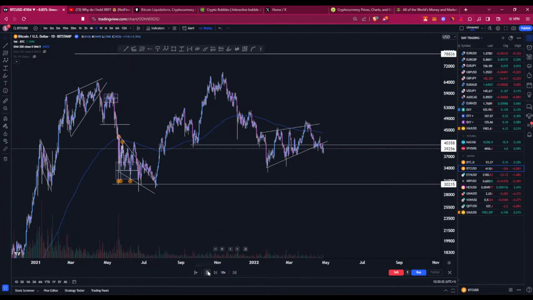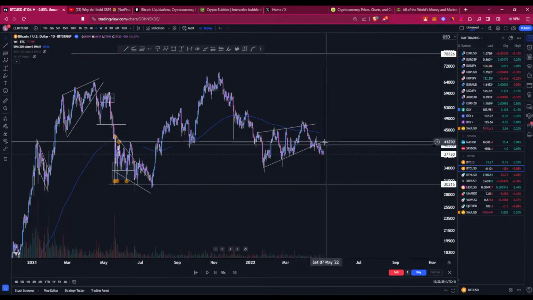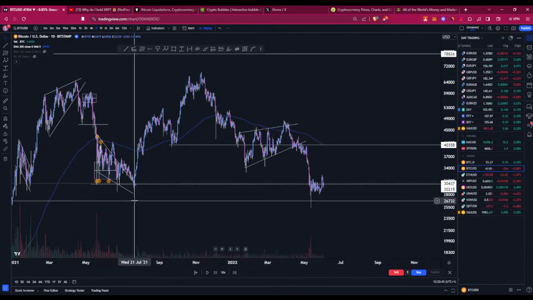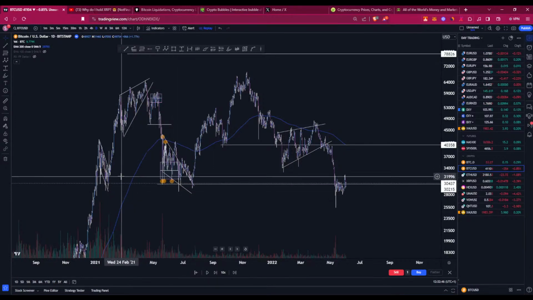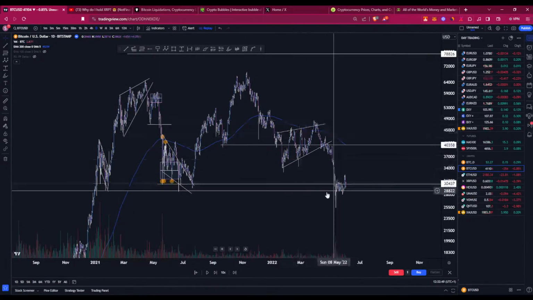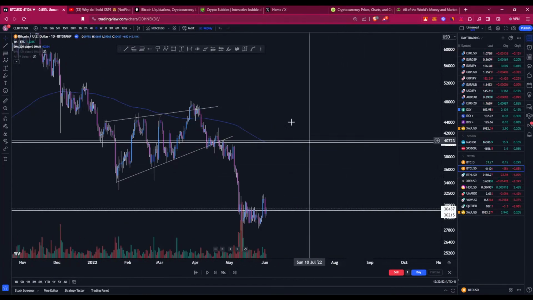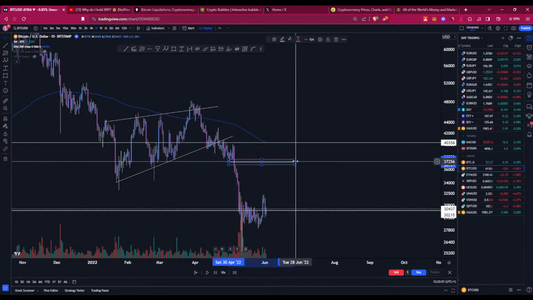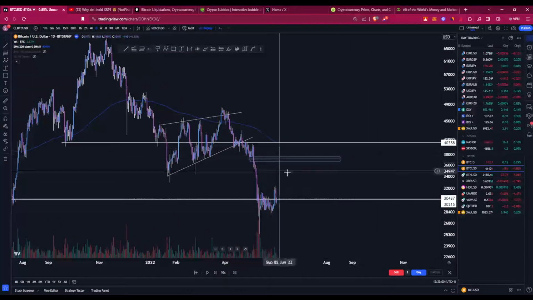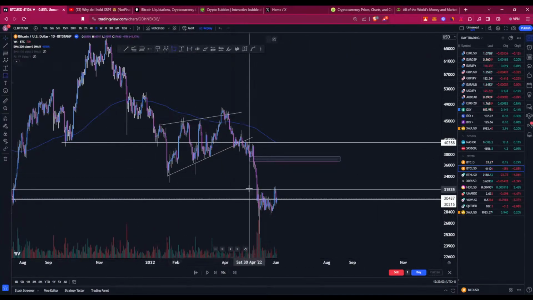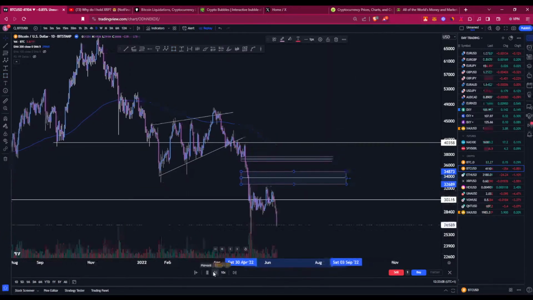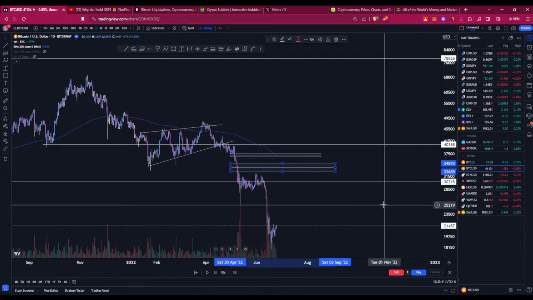Okay, so this is when you should have waited for an entry. Okay, to short. So now we broke structure on the weekly here. These lows, these were our base for a long time. Okay, so most of the bears, if they are smart in a daily time frame, would have tried to sell here or here. Let's say here or here. It never got you to that point, you know.